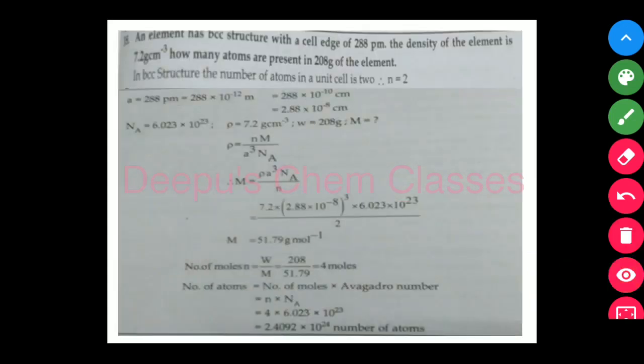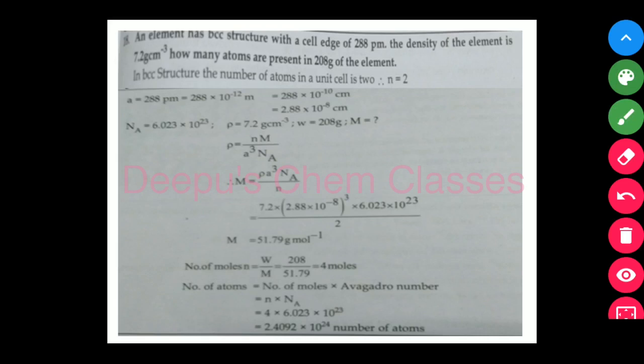Let us see the next problem. Problem number 18. An element has BCC structure with a cell edge of 288 picometer. The density of the element is 7.2 gram per centimeter cube. How many atoms are present in 208 gram of the element? So just understand what are the given factors and what is asked from the question.